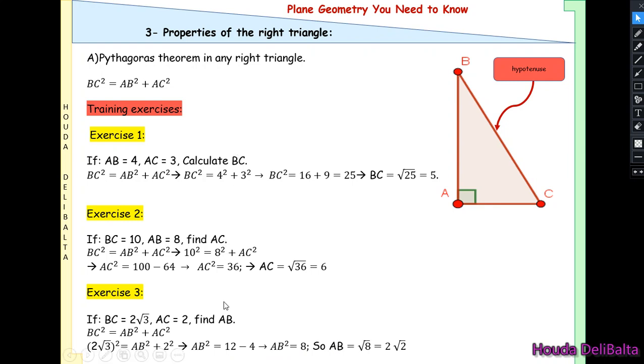So here are 3 exercises. Here we have to calculate the hypotenuse. In these two exercises, we have the hypotenuse, we just need to calculate one of the other sides. The property is still the same. All we have to change is the values that we are going to substitute.